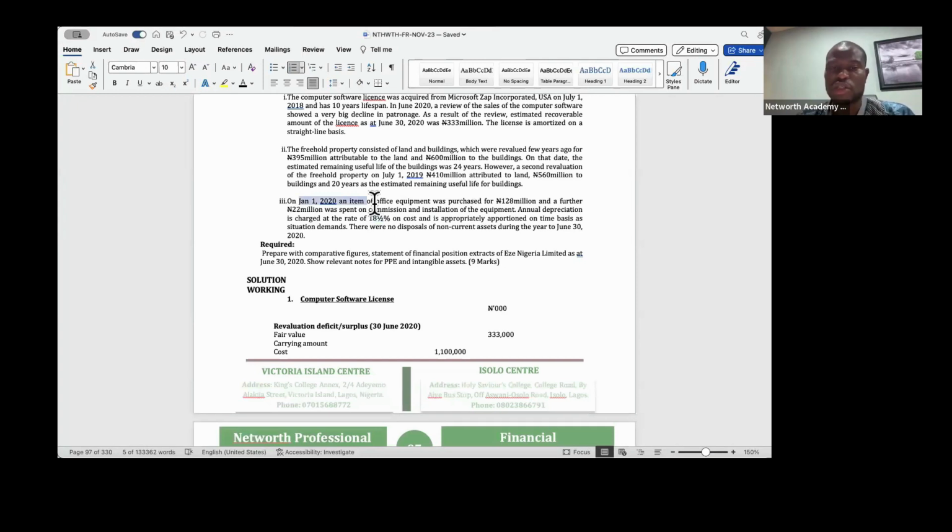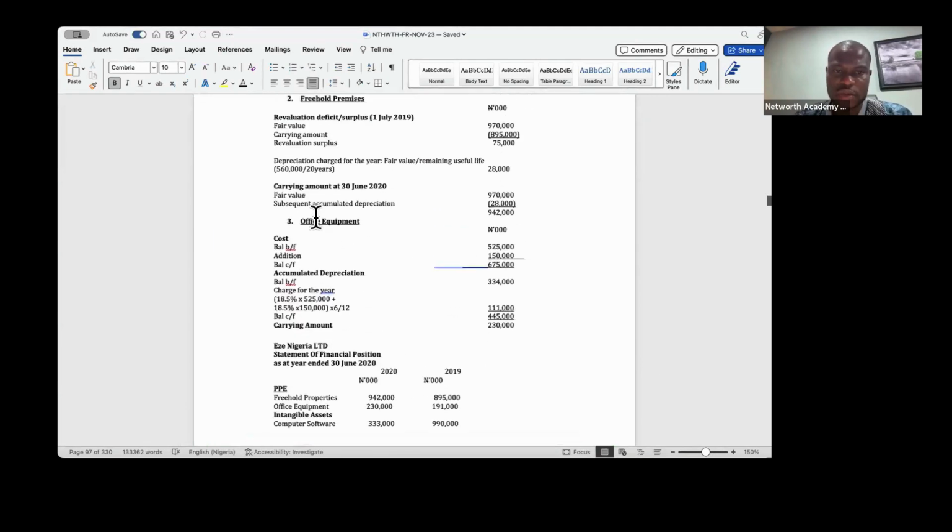meaning that there are some questions that will tell you that even if the asset is acquired during the year, charge full year depreciation, meaning you won't prorate. This one is specified, so you prorate. If they are silent, it's better to prorate. They said there was no disposal or acquisition. Okay, fine. So let's quickly account for this. And that's the last one, office equipment.